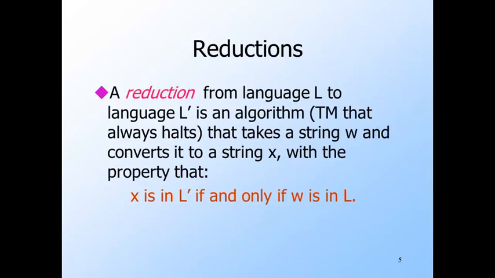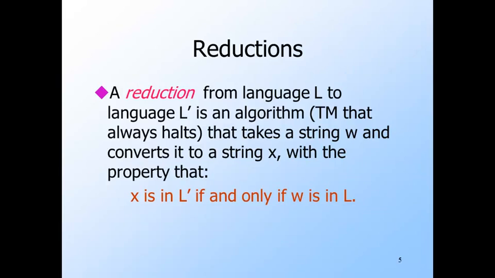An important part of the proof of Rice's theorem, which we'll be working on for a while, is the idea of a reduction. There are actually several different notions of reduction. We'll come back to that point later. But the simplest one, and the one we need for Rice's theorem, is an algorithm that takes an input string W for one language, or problem L, and converts it to another string X that is an input to another language or problem L prime, with the property that X is in L prime if and only if W is in L.